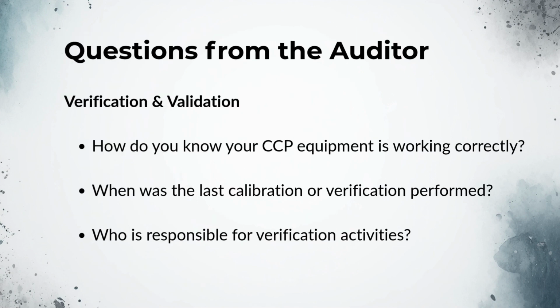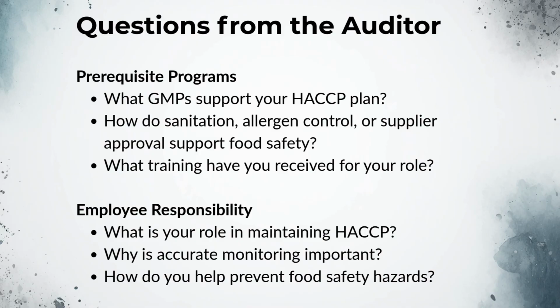Auditors may also ask about verification and validation. For example, how do you know your CCP equipment is working correctly? When was the last calibration or verification performed? And who is responsible for these activities? Finally, auditors often ask about prerequisite programs and your personal responsibility. They may ask which GMPs support the HACCP plan, what training you've received, and how your role helps prevent food safety hazards. Being prepared for these questions helps ensure a smooth audit and demonstrates a strong food safety culture.